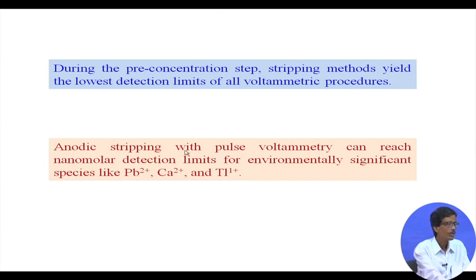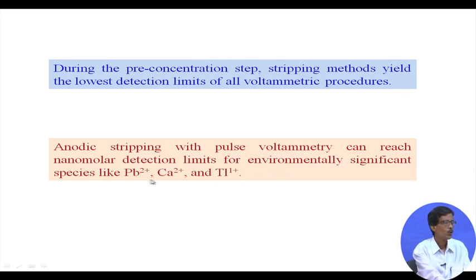So, anodic stripping with pulse voltammetry can reach a nanomolar detection limit, because already we have seen that we can detect nanoampere currents. Similarly, nanomolar detection is also possible with some very important metal ions which we know are present in the environment from automobile exhaust, industrial exhaust, or other activities human beings are doing.